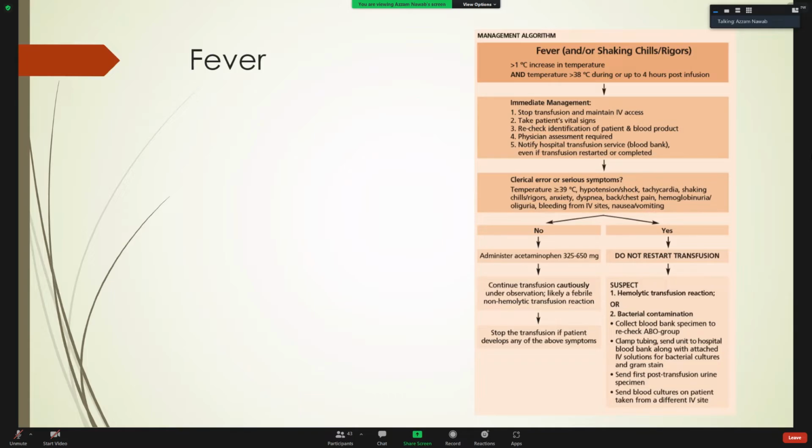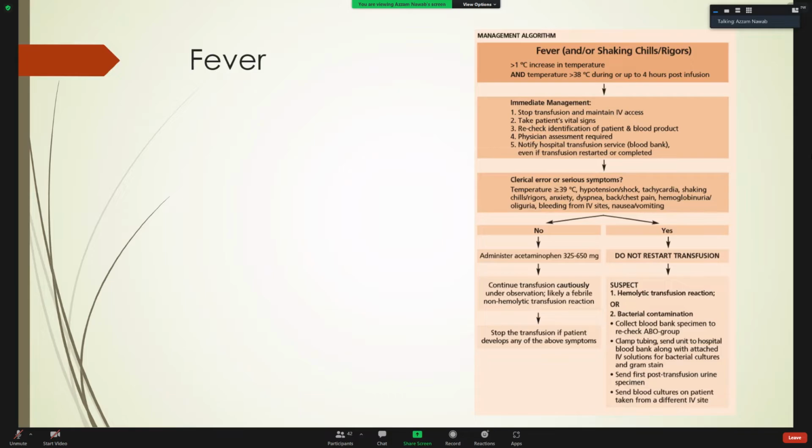Okay, clinical or serious symptoms: temperature more than 39, hypertension, shock, tachycardia, chills, rigors, anxiety, dizziness, and so on. If it's not available, we administer paracetamol. We continue infusion cautiously under observation, likely a febrile non-hemolytic transfusion reaction. We stop if the patient develops one of the above symptoms. If there is, we do not restart the infusion.